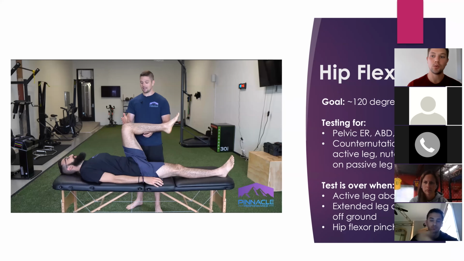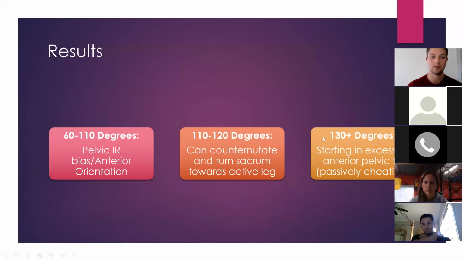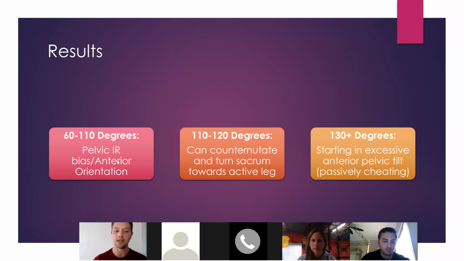So if they get to 60 to about 110, that means they're in an anterior orientation. That means that they're biased towards internal rotation, probably compensatorily. If they get to 110, 120, that means that they can counter-nutate the sacrum. That means that they can create the ability to get that sacrum and pelvis to move together and create that external rotation.